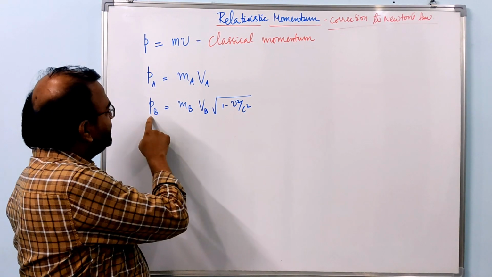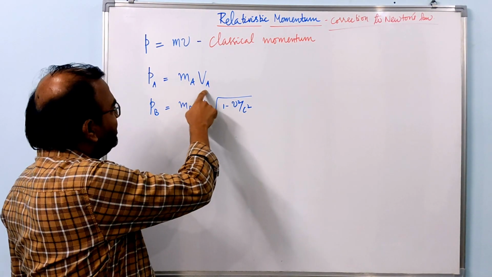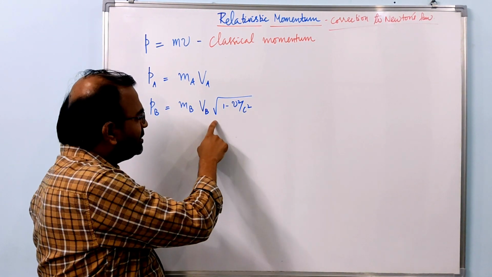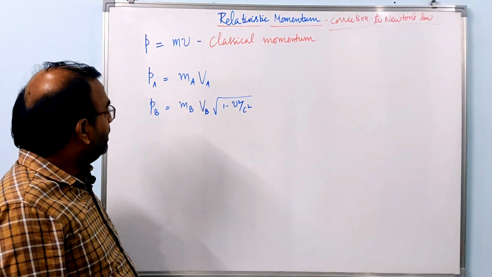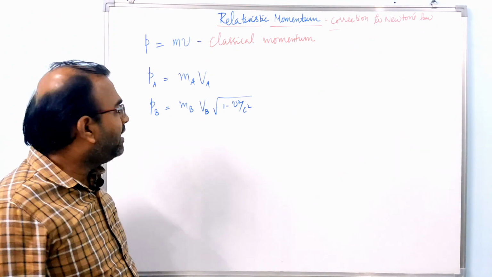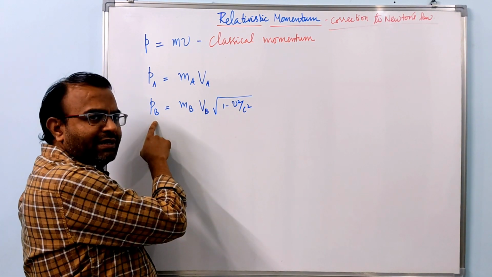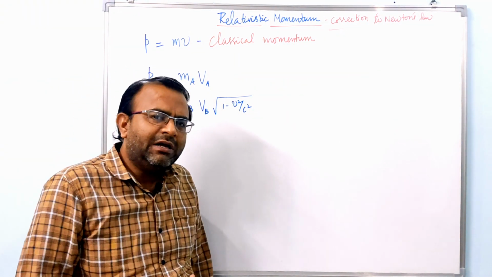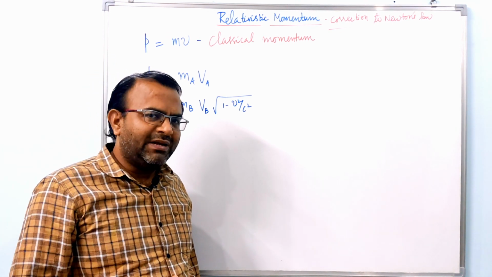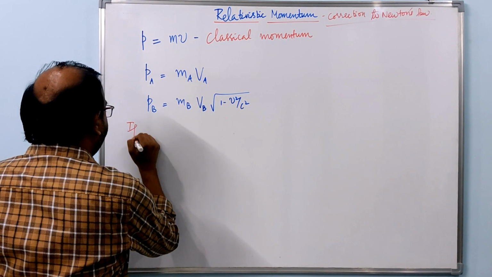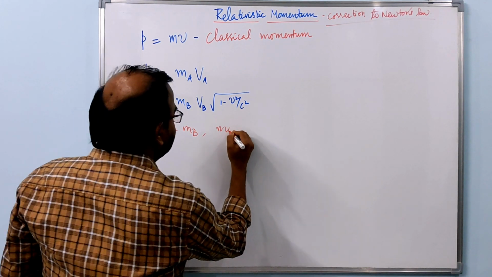So we have these two expressions for momentum of A and B in the frame of reference S, which is MA VA for A and MB VB square root of 1 minus v squared over c squared for object B. Now if MA is equal to MB, then PA is not equal to PB. That means the momentum of the two objects after collision is not the same as before collision. That is, the law of conservation of momentum is violated. So if MA is equal to MB, then momentum is not conserved.